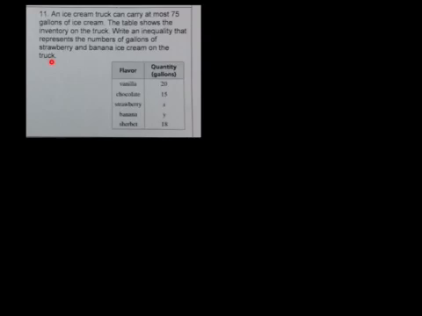The first thing I'm going to do is pick our variables. I like to pick ones that match, but it already tells us to use X for strawberry and Y for banana. It's already there. So the first thing is, this ice cream truck, this little Bluebell truck, can carry at most 75 gallons of ice cream. So we need to write a total of all of these because that's what's on the truck. Let's write the total first.